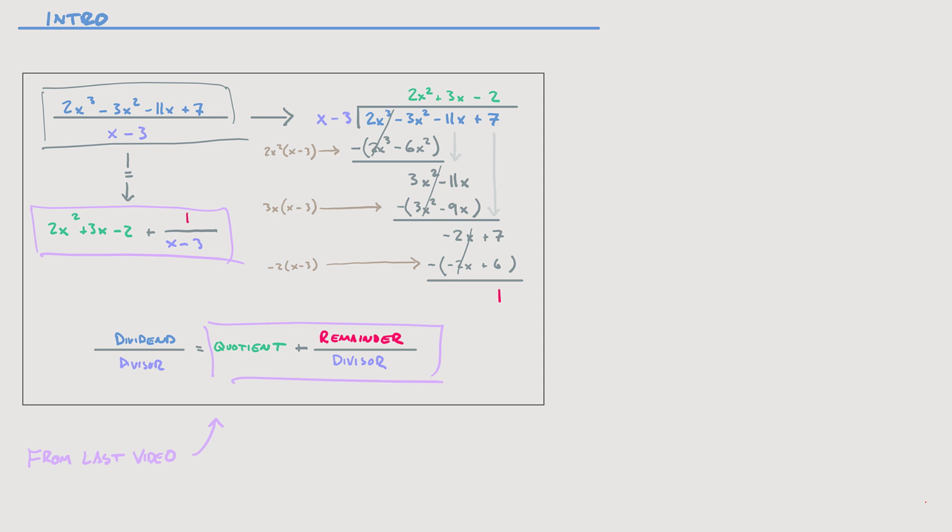and plus then we can see what the answer already is, which was this here, 2x squared plus 3x minus 2 plus the remainder 1 over the divisor x minus 3. So traditionally, we set things up like this. With synthetic division, though, there's a different setup.